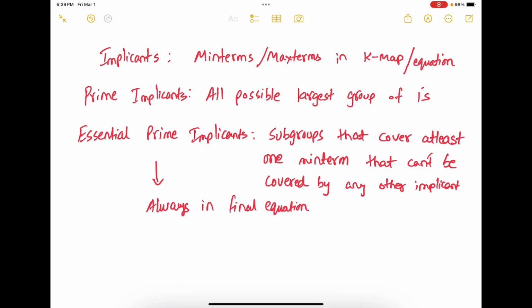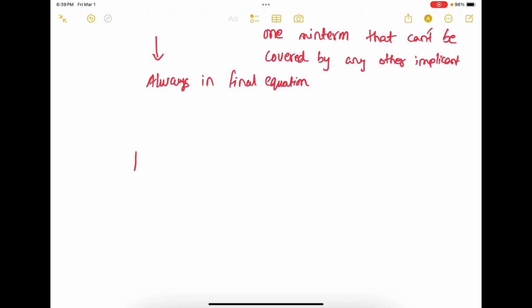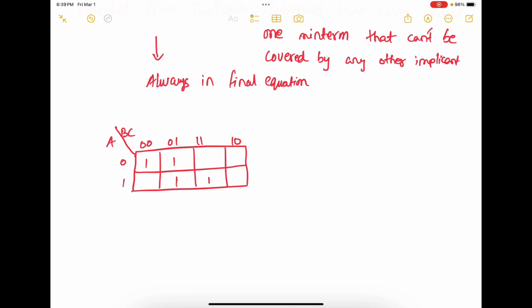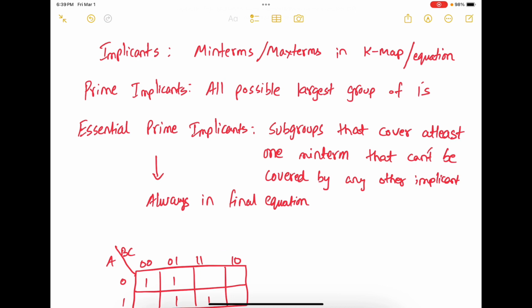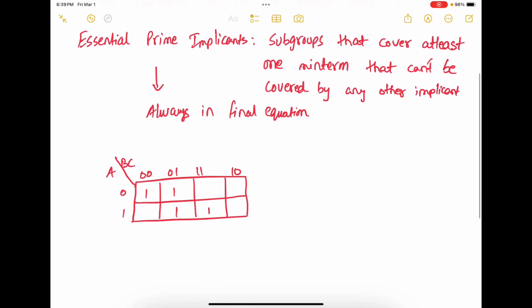Let us try to understand these terms more closely using examples. Here I'm going to take a K-map with three variables. This is the K-map and these are the min terms. So let us first try to find out the implicants. Implicants are nothing but the min terms in the K-map. So your implicants are 4 in number because you have 4 ones.